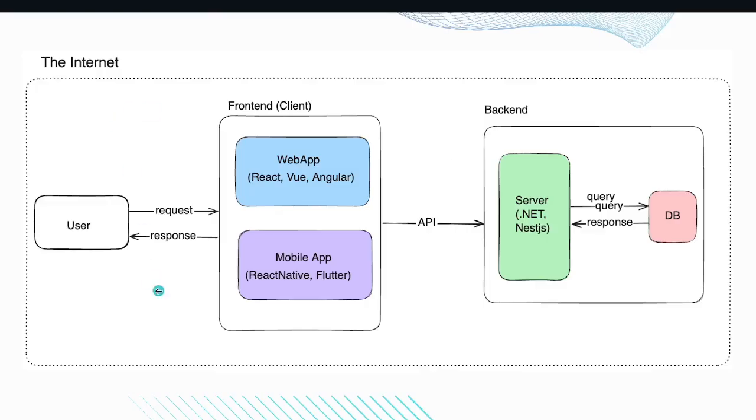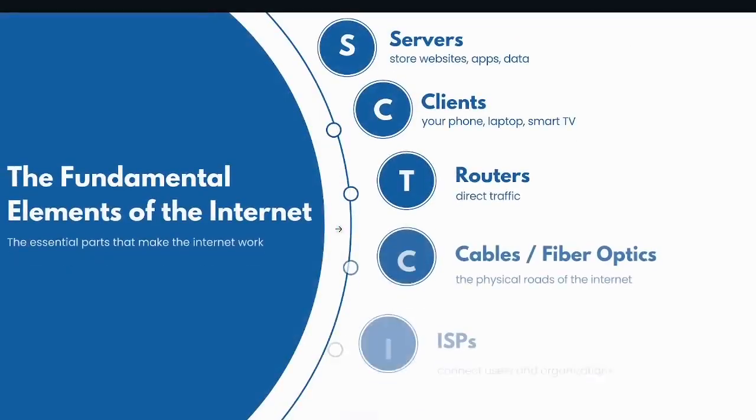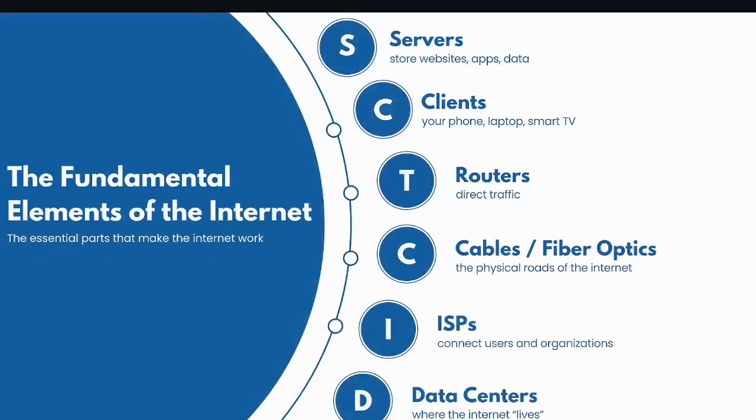So I just want to show you that okay, we have the user making a request through their devices, then you go to either the web app or the mobile app, and these applications are going to make a request to the backend using the API, and the API is going to get the data from the DB and send it back to the web app or the mobile app, and the user will get the response to their request. So we're going to go to the fundamental elements of the internet, and these are the essential parts that make the internet work.